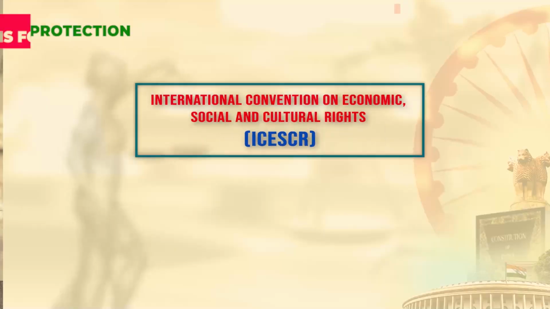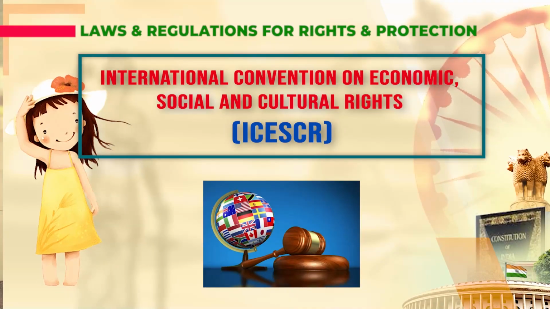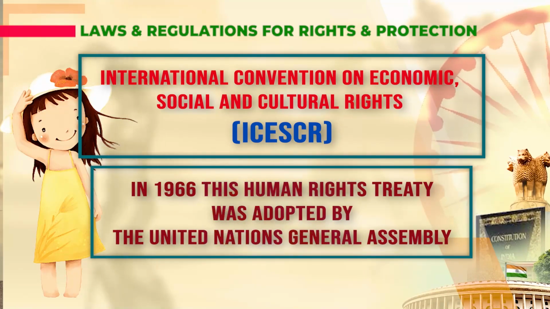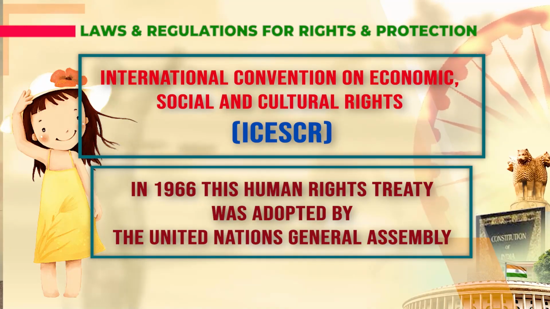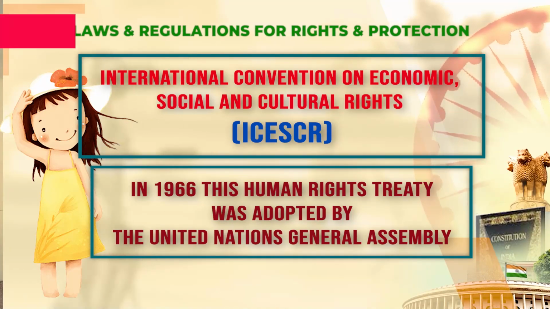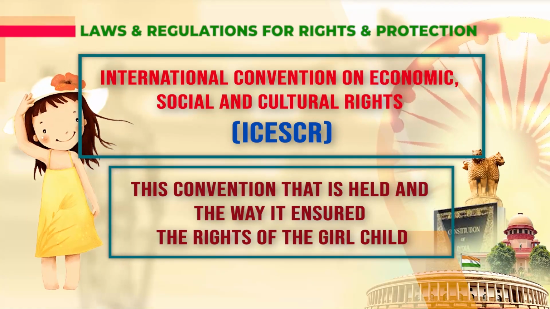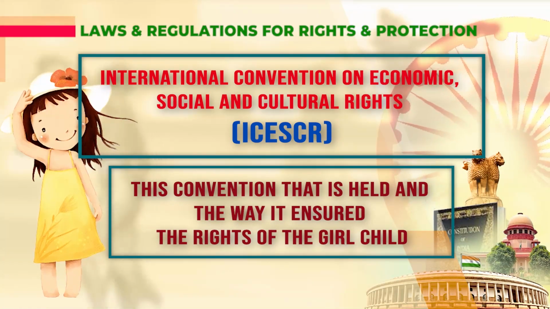Next, the International Convention on Economic, Social and Cultural Rights, or the ICESCR. In 1966, this International Human Rights Treaty was adopted by the United Nations General Assembly. This convention ensured economic, social and cultural rights. This includes the rights of the girl child as much as it includes the rights of any other human being. And therefore, when we are studying the rights of the girl child, it is also important to look at this convention that was held and the way in which it ensured the rights of the girl child.